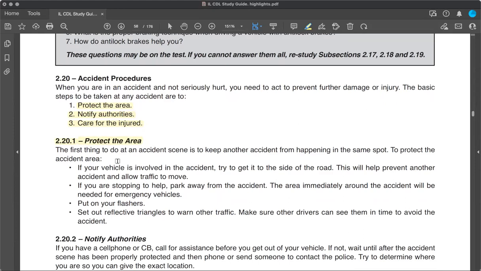Make note of the first bullet point that says if your vehicle is involved in the accident, try to get it to the side of the road. This will help prevent another accident and allow traffic to move. So if you are on the road, you want to get over to the side of the road so that traffic can continue going. Okay.